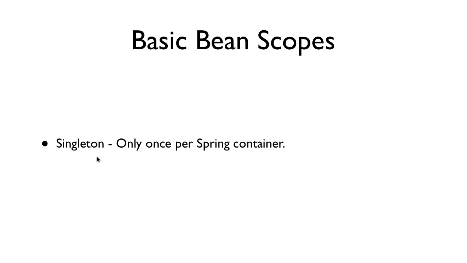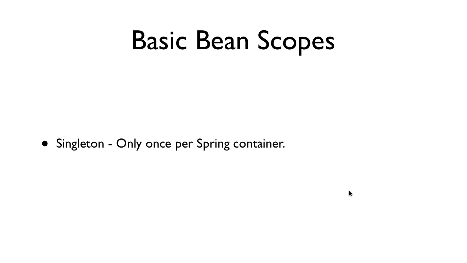Okay, so this is the default, and this is called the singleton. By default, all beans in Spring are singleton. We can override the scope and provide other scopes, but if you do not specify any scopes, it behaves as a singleton, and then there's only one instance per Spring container.